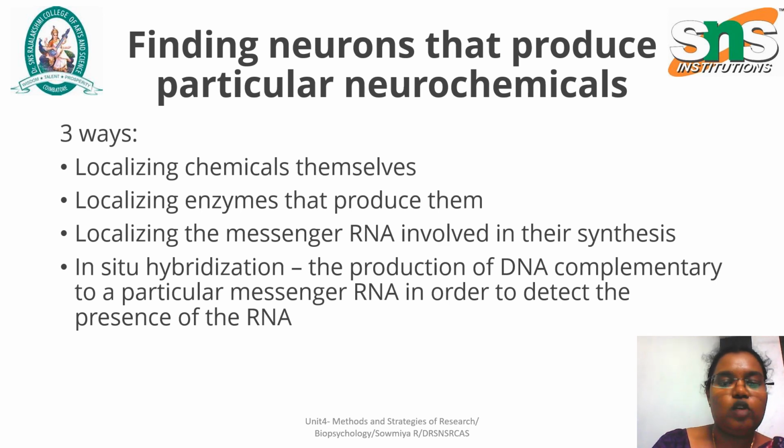Second is in situ hybridization. Probes. This technique involves using probes that bind to specific mRNA sequences. Since mRNA is a precursor to proteins, including neurotransmitters, identifying neurons that express mRNA for a particular neurotransmitter indicates that they produce that neurotransmitter.